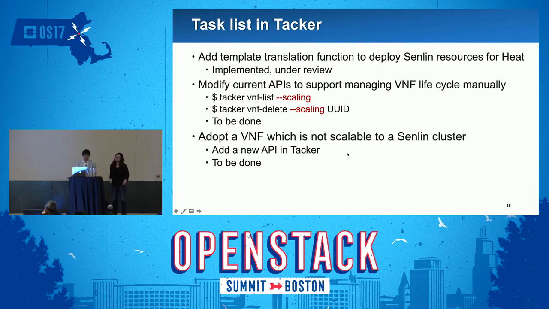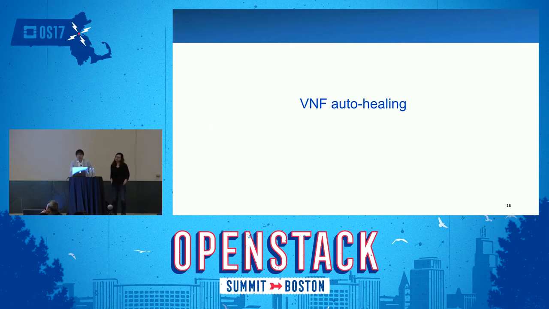The third: if a user deploys a VNF and at that time the user didn't realize that the VNF needs to be scalable in the future, but later he realized the function is needed, at this time Senlin can adopt the VNF and make it scalable. This can also be done in the future. Okay, that's all for the VNF auto scaling.